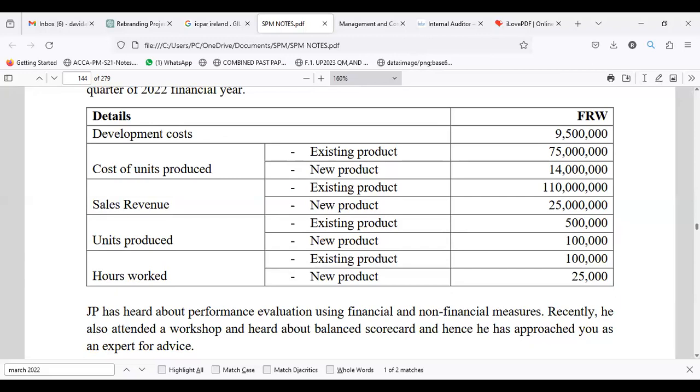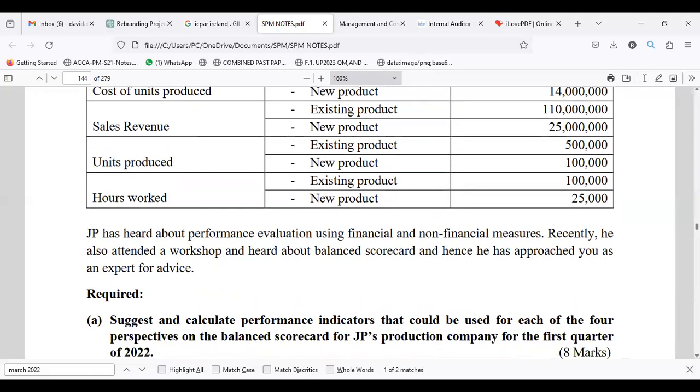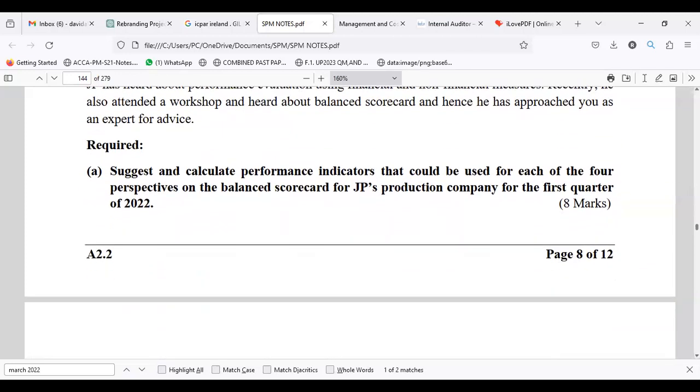Hours worked, there is an existing product and, of course, a new product related to that. Now, GP has heard about performance evaluation using financial and non-financial measures. Recently, he also attended a workshop and heard about the balanced scorecard, and has approached you as an expert for advice.